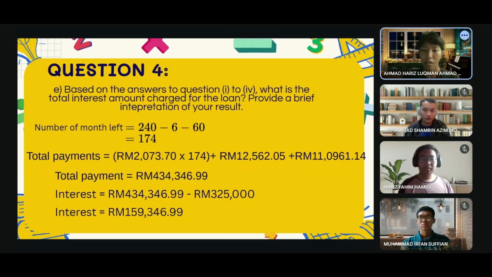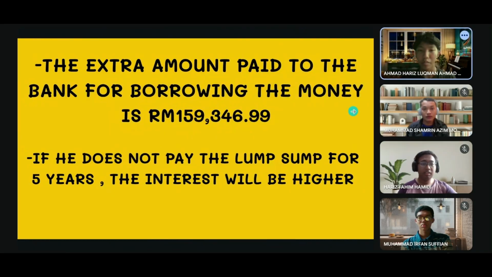We will get 4,346.99. And to know the interest, we must subtract the total payment with the principal, and we will get the interest, which is 159,346.99. And to interpret this, the extra amount paid to the bank for borrowing the money is RM 159,346.99, which is the interest. So if he does not pay the lump sum for the 5 years, the interest will be higher.